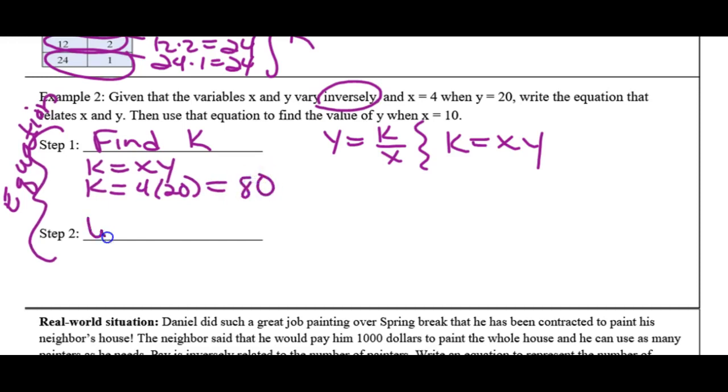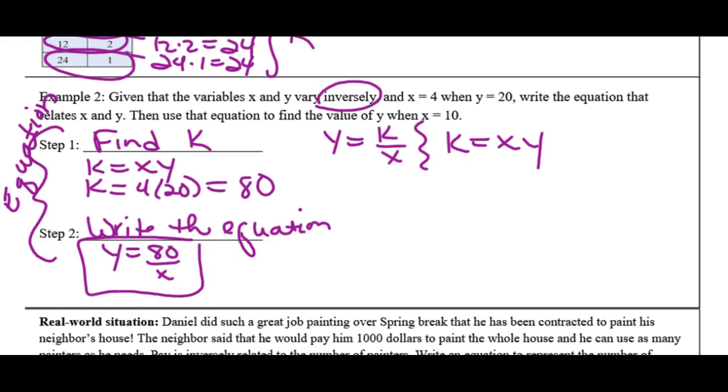Step number 2 is to write the equation. So we know that with inverse, it's k over x, but we know what our k is in this case. Our k is 80, so it's 80 over x. That's our equation. And that's part of the problem. So we answered that part.